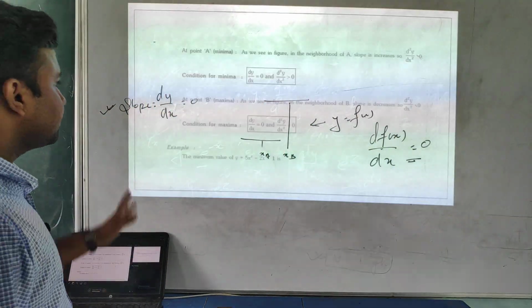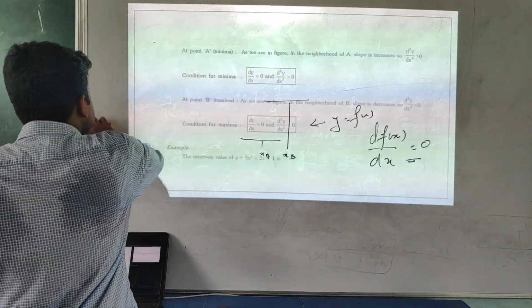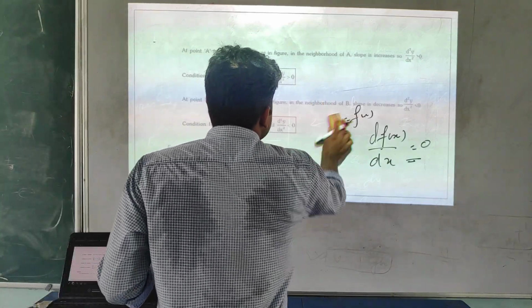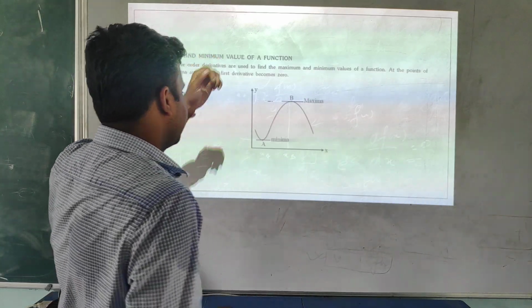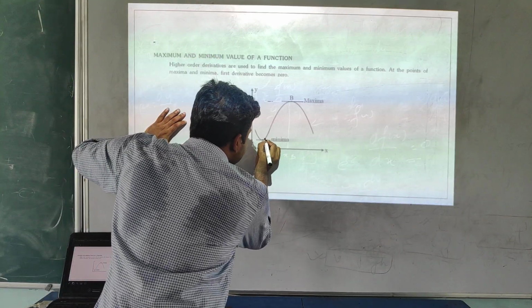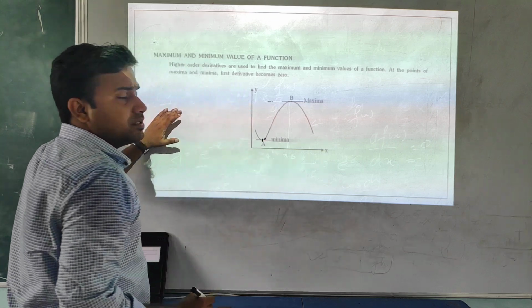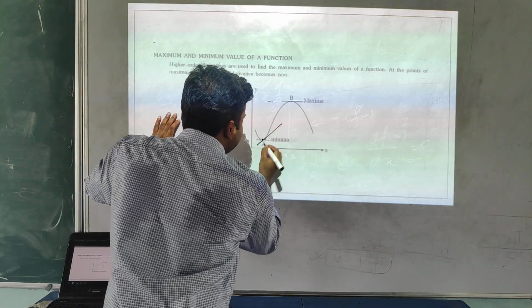Now students, the conditions for the maxima and the conditions for the minima. Before understanding these conditions, one thing I am telling you, look at this. If you move to this point, this is the 0 point, if you move to this point, what is the slope here?